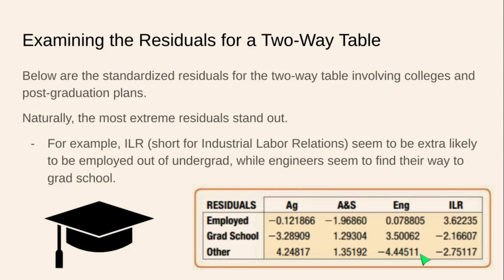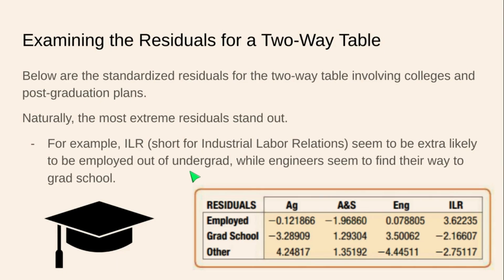All this to say, our alternative hypothesis is definitely the best option of the two. This null hypothesis is toast. There is no way that these colleges are homogeneous in terms of their respective postgraduate plans. They're totally different. So, for example, industrial labor relations, as I mentioned before, seem extra likely to be employed out of undergrad.